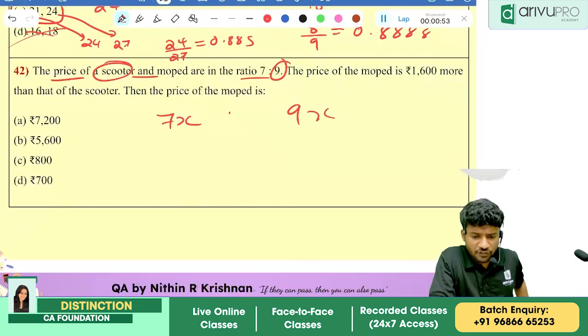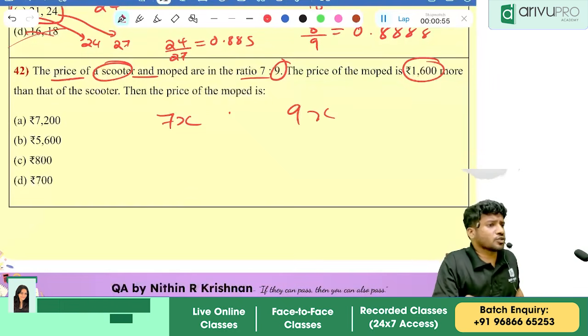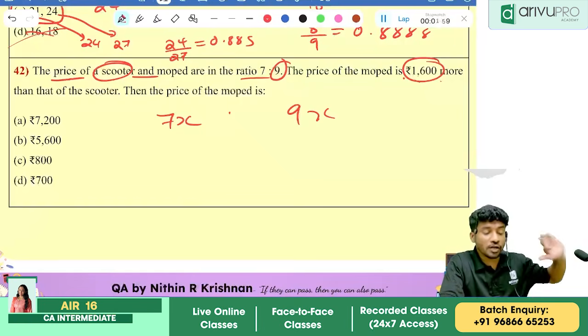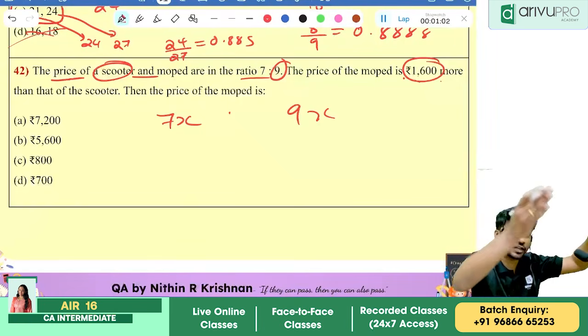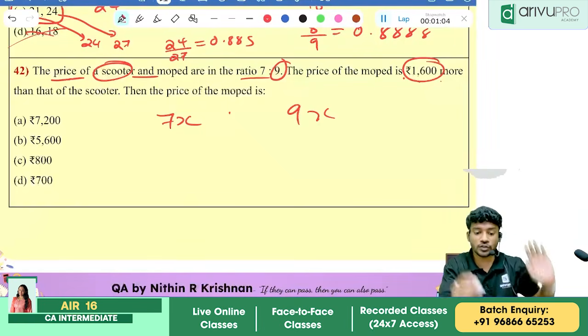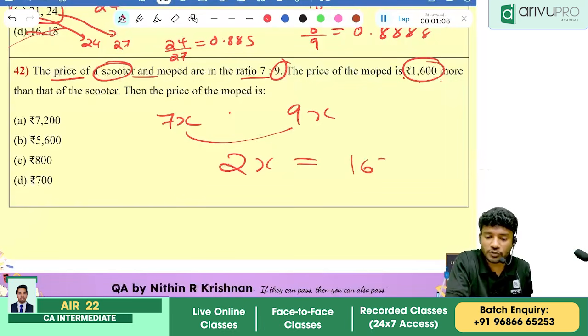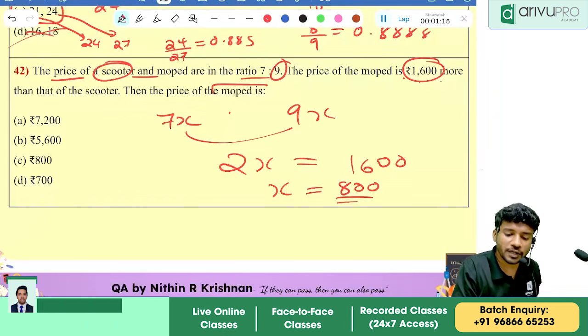The difference in the price is how much? 1600. That means the price of the moped is 1600 more than the scooter. The difference between them is how much? 1600. So 2x is equal to 1600. X is equal to 800. Now you tell me the price of the moped.